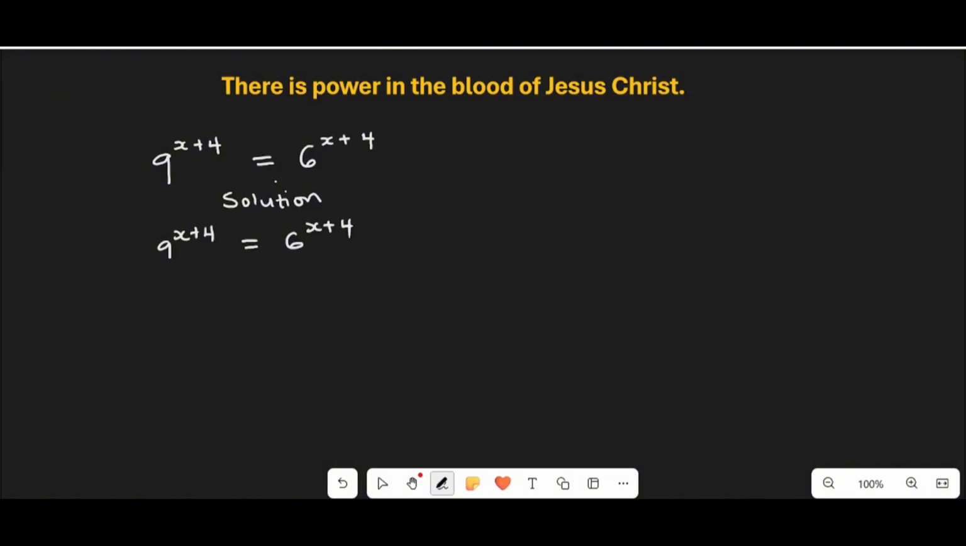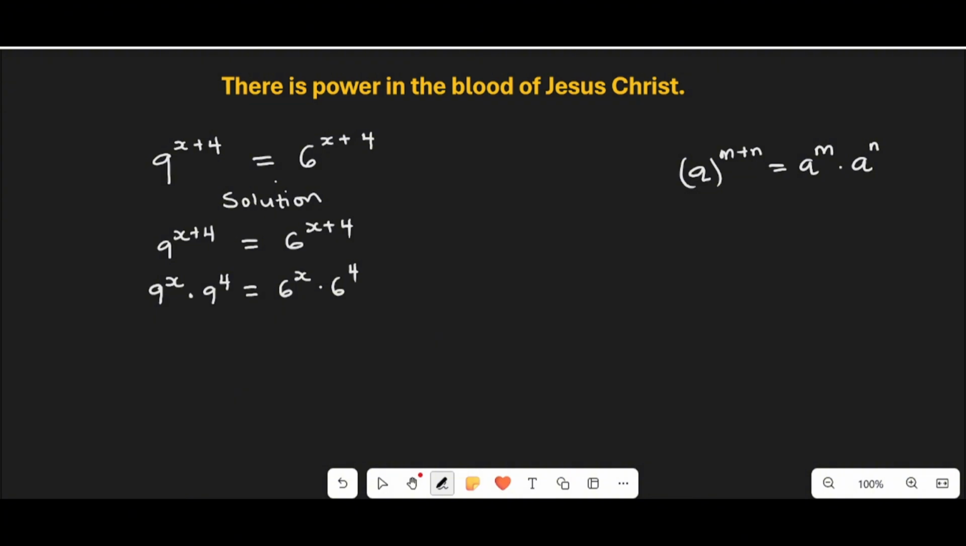I want you to recall this rule: a raised to power m plus n is equal to a raised to power m multiplied by a raised to power n. So let us apply this rule to this equation. 9 raised to power x multiplied by 9 raised to power 4 equal to 6 raised to power x multiplied by 6 raised to power 4.